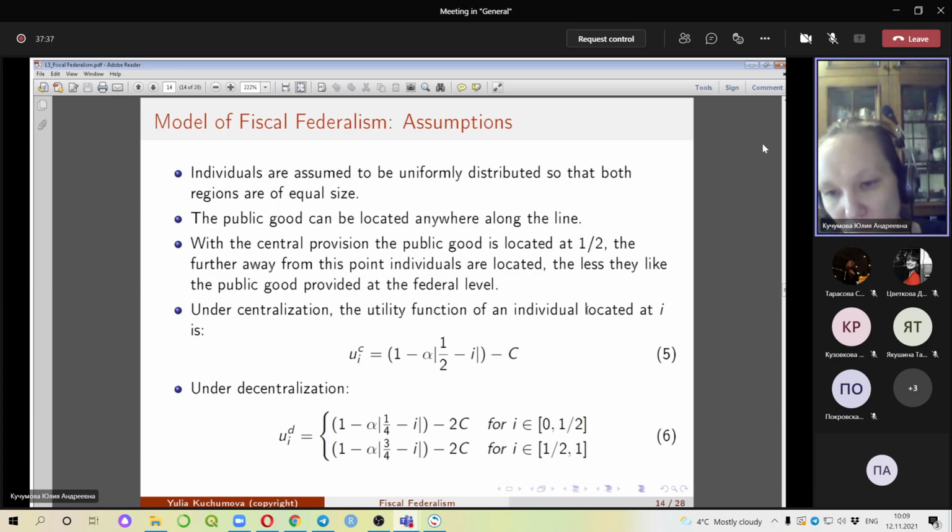And for individuals from the right region, exactly the same idea: the utility function is equal to 1 minus alpha multiplied by the absolute difference between 3/4 and I, minus 2C. So in a centralized system, the public pays only for one school, and under decentralization, the public needs to pay for two schools, right? Decentralization means that each region provides its own public good.